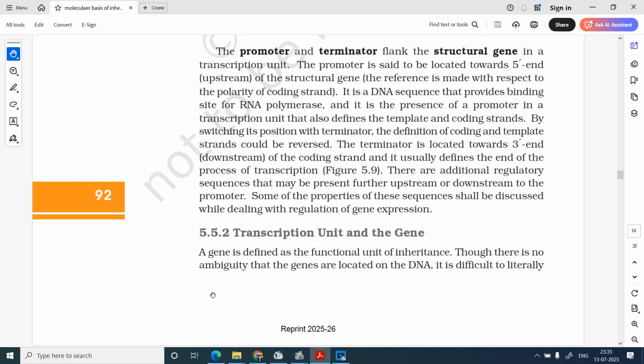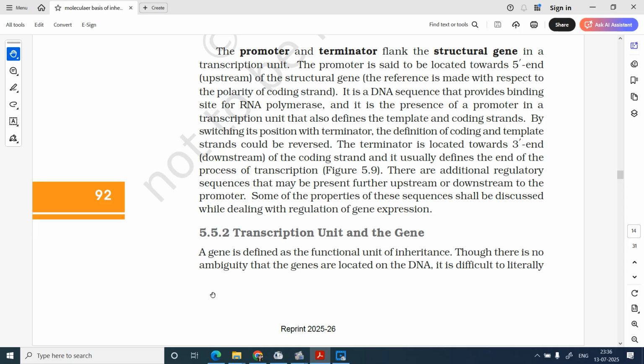The promoter and terminator flank the structural gene in a transcription unit. The promoter is said to be located towards the 5' end, upstream of the structural gene. The reference is made with respect to the polarity of the coding strand. It is a DNA sequence that provides the binding site for RNA polymerase, and it is the presence of a promoter in a transcription unit that also defines the template and coding strands. By switching its position with the terminator, the definition of coding and template strands would be reversed.